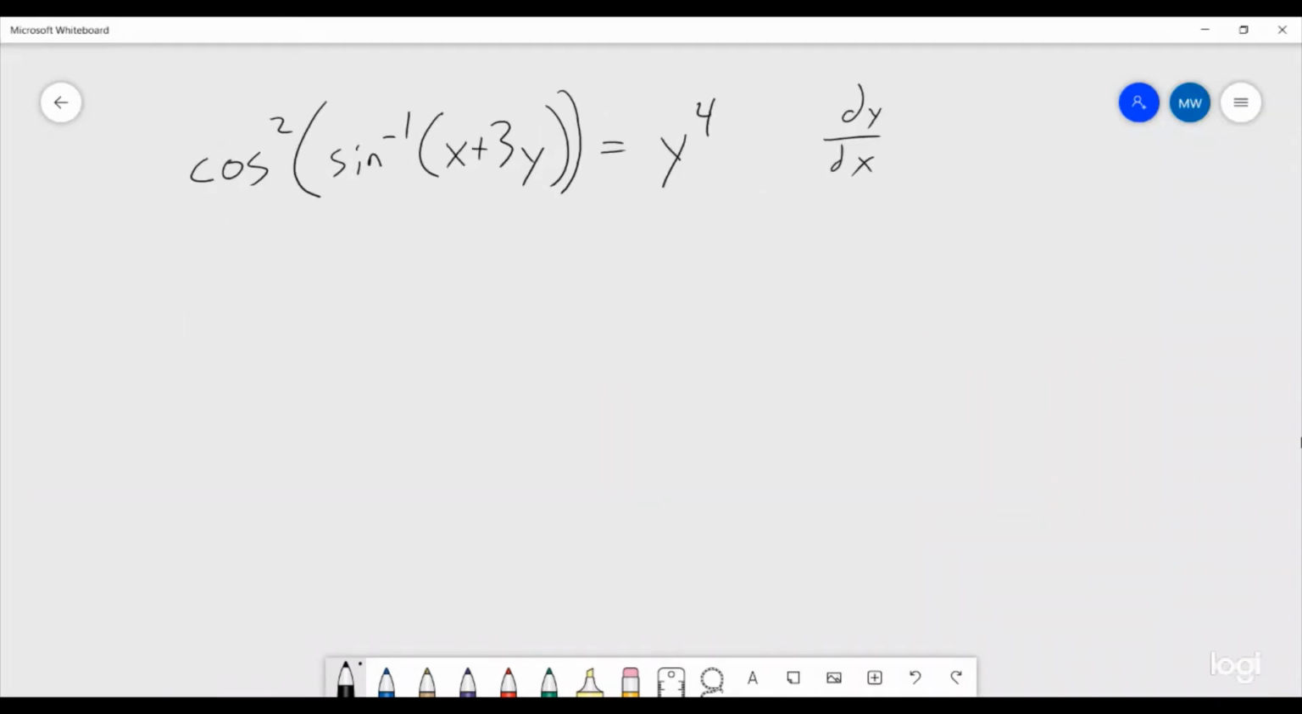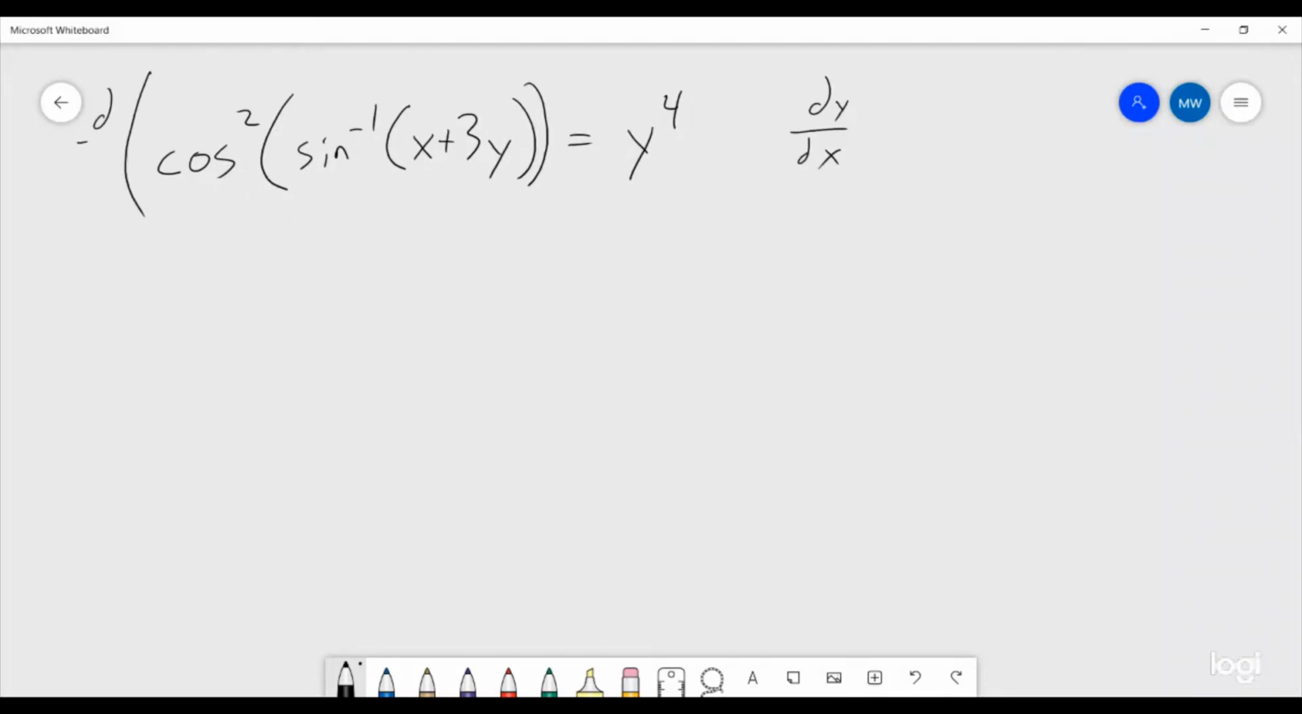Alright, for our next example, let's say that we are trying to find dy dx when we are looking at the relation cosine squared of inverse sine of x plus 3y is equal to y to the fourth. Let's walk through how we would be able to figure out dy dx in this case.